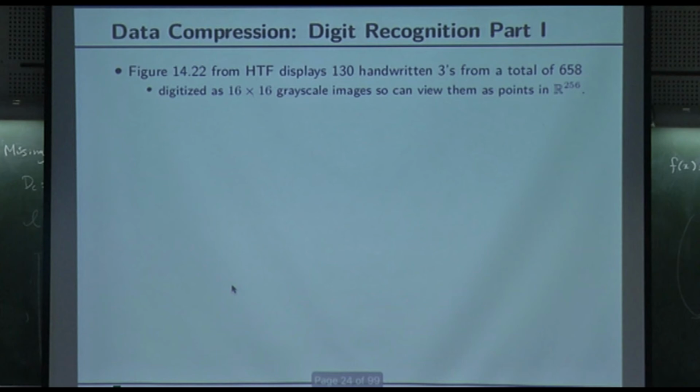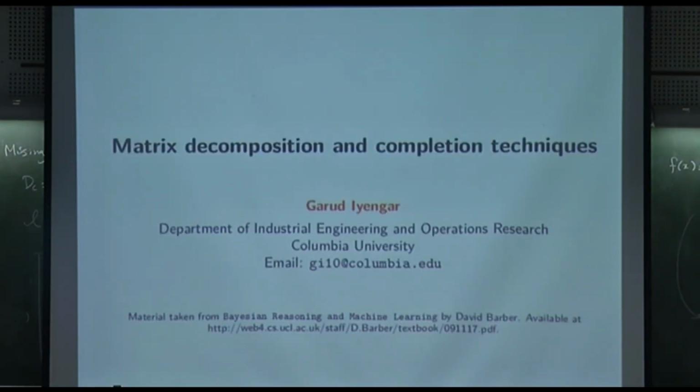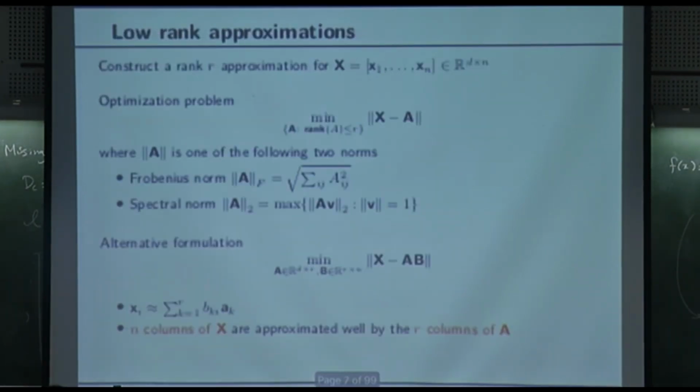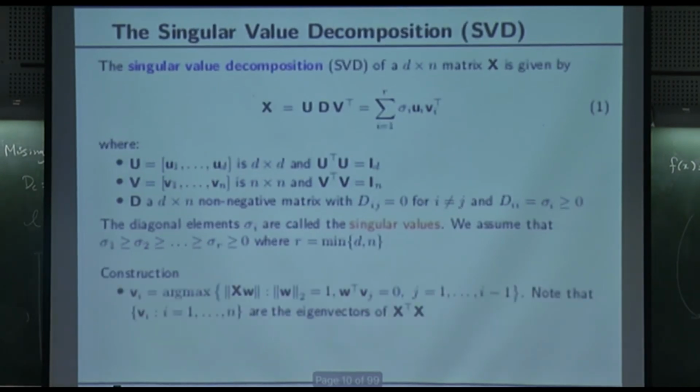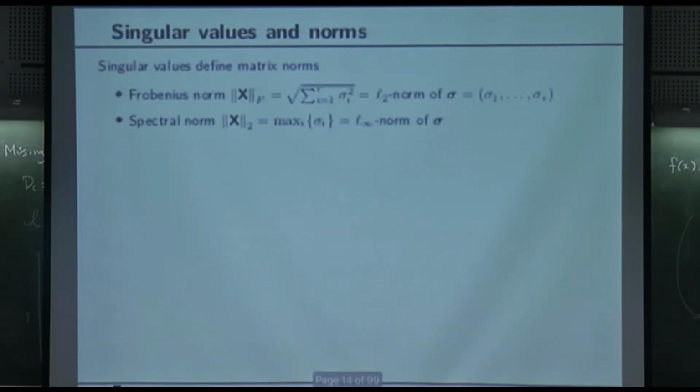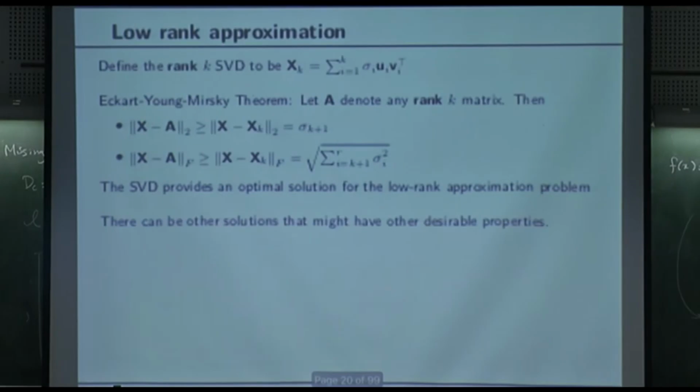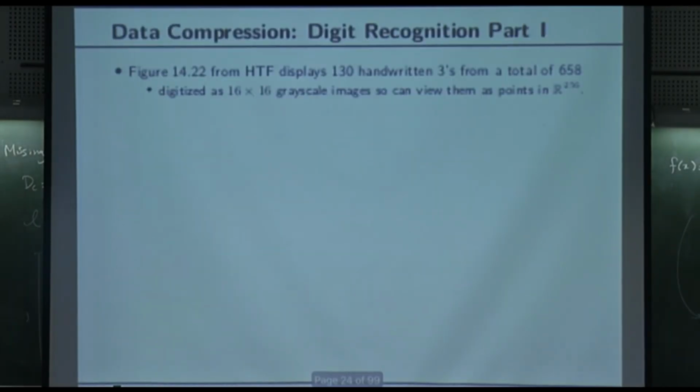So some material has been taken from Bayesian Reasoning and Machine Learning. There's also HTF, which is Hastie, Tibshirani, Friedman. They have a nice book, and some of the pictures that I've taken are from that book, and that's what the HTF stands for. So it's figure 14.22 from HTF.